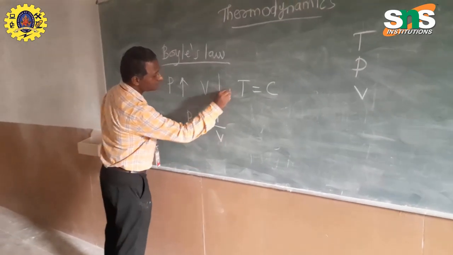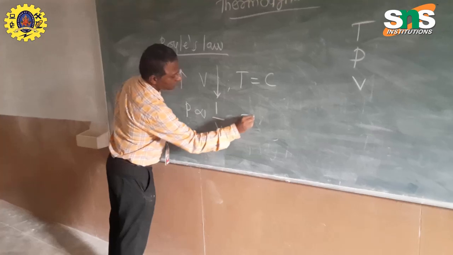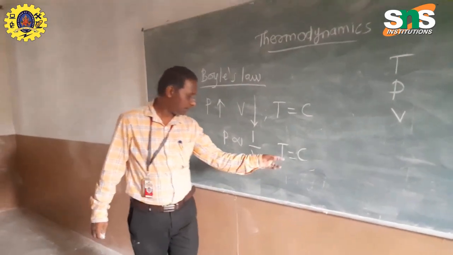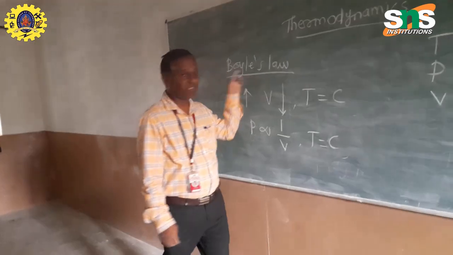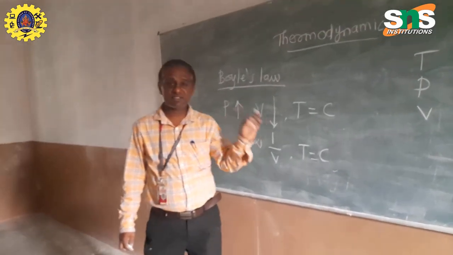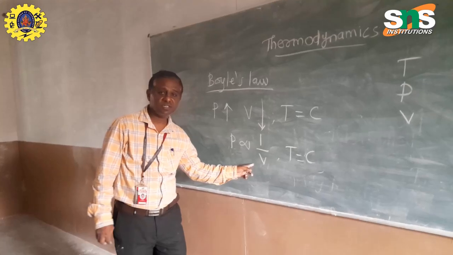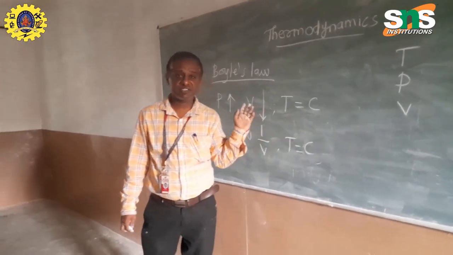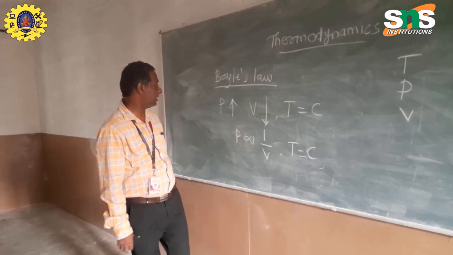Under this, the temperature is maintained constant. That is a very important concept in Boyle's law. So in Boyle's law, the pressure is inversely proportional to volume, while the temperature is maintained constant. Okay, this is Boyle's law.